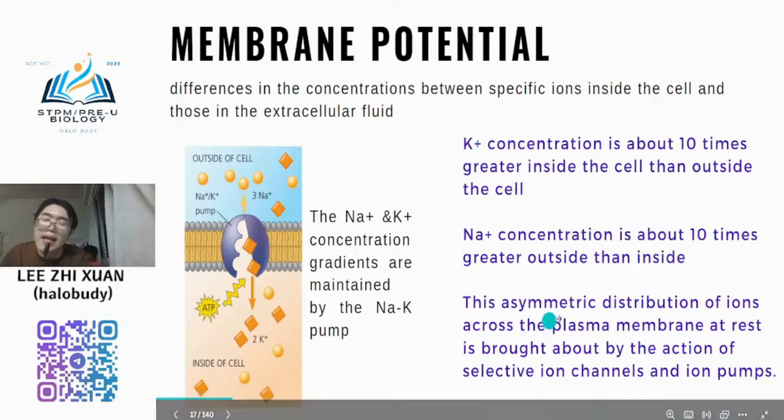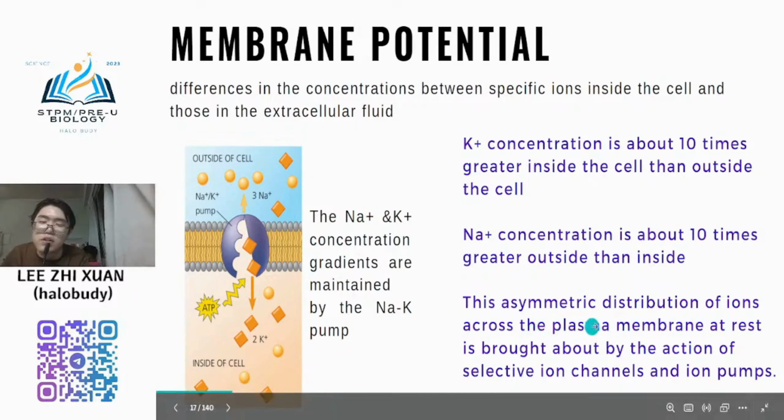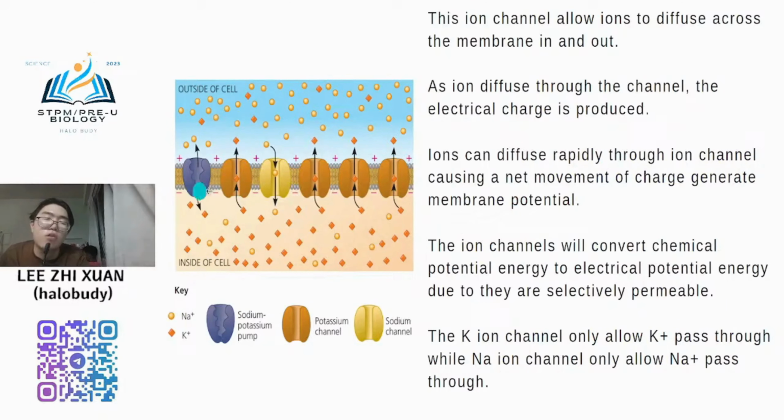So this asymmetric distribution of ions across the plasma membrane is due to the action of both selective ion channels and also ion pumps. Okay, so not only the sodium potassium pump, actually there are also what we call ion channels that are specific for potassium ions and also sodium ions.